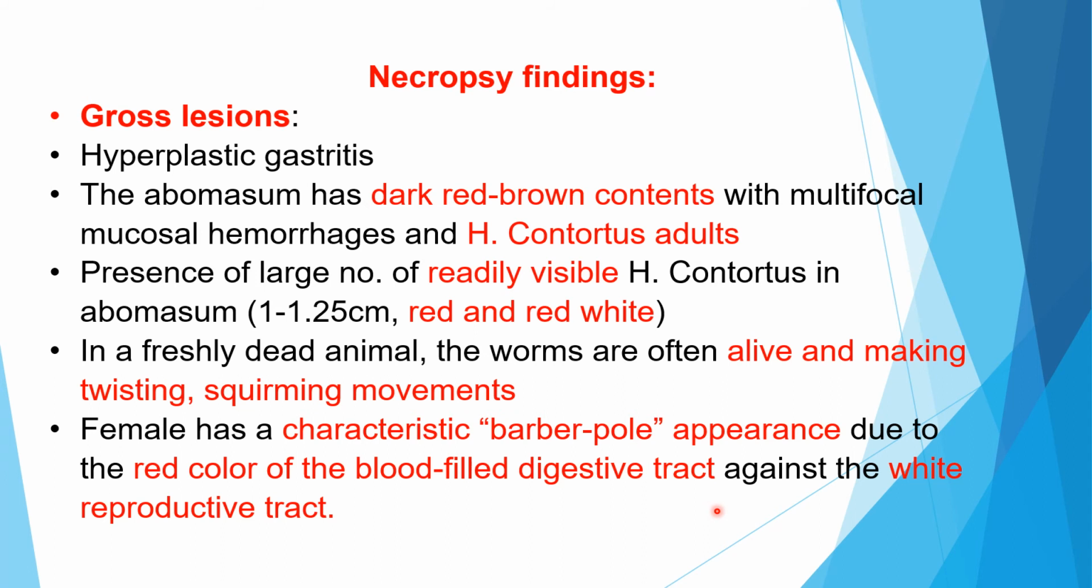The digestive tract is red. Why is it red? Because they are voracious blood suckers. And the reproductive tract is white; there is no blood in the reproductive tract, so it is white. So there are streaks of red and white. So it is called the barber pole worm, and that is the characteristic of the female. Now in the next slide we will see the male.